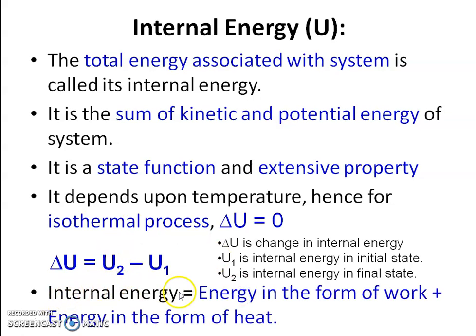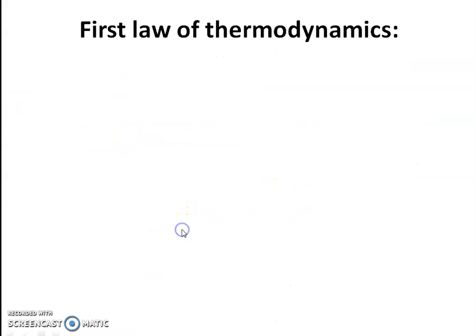And the internal energy is always equal to energy in the form of work plus energy in the form of heat. So the sum of energy in the form of work and energy in the form of heat is equal to the internal energy. So this is what we mean by internal energy.